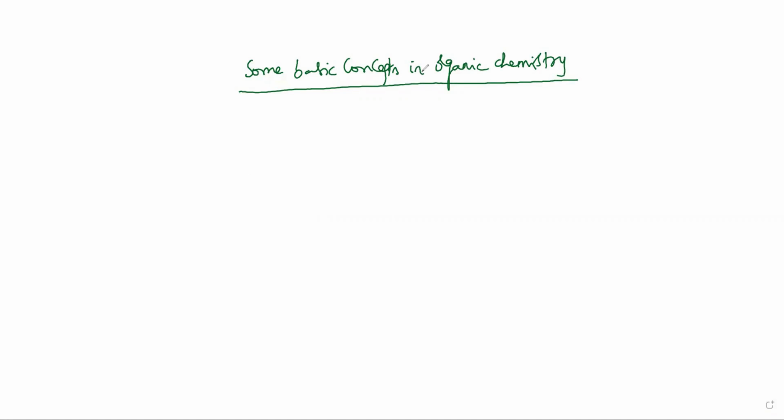Okay. Now in this chapter, we'll discuss some basic concepts in chemistry, especially in organic chemistry. So we know that organic chemistry is all about compounds containing carbon. So what is that versatile nature of carbon? Why is carbon involved in almost all organic compounds?